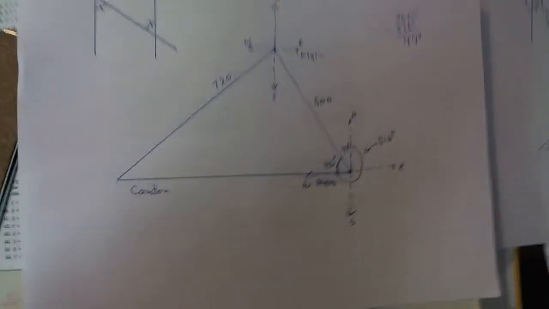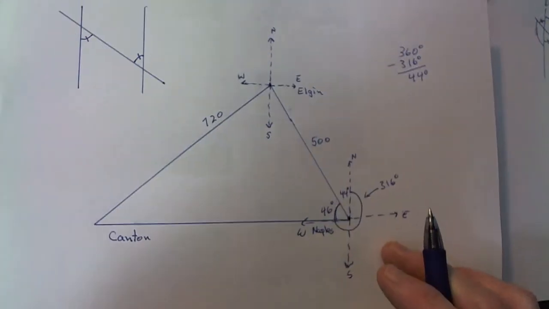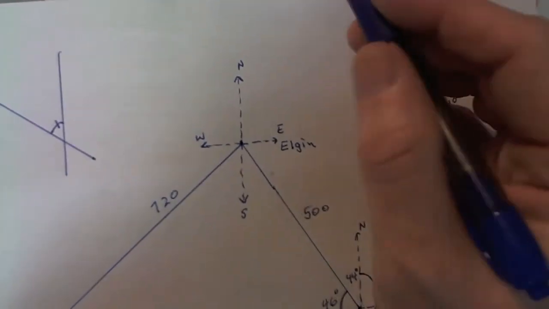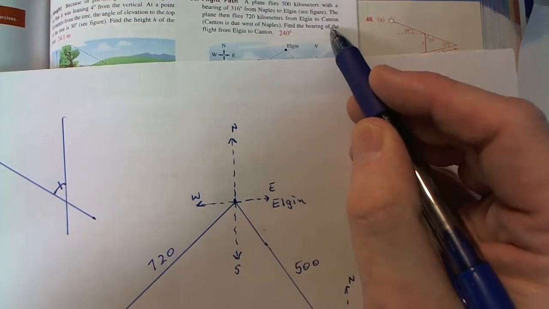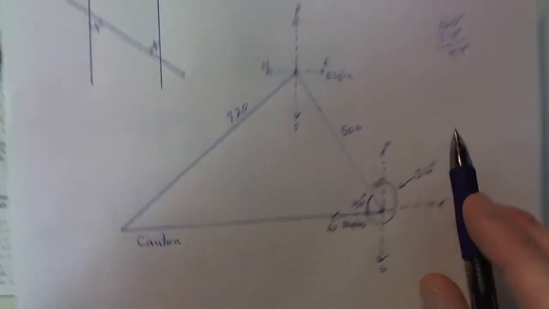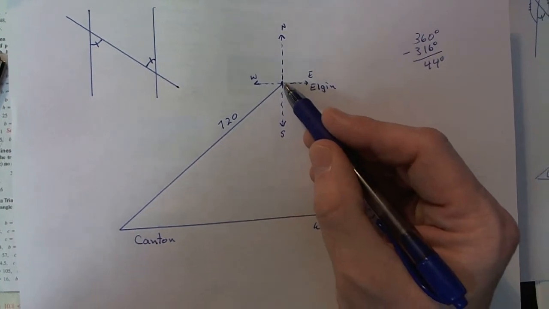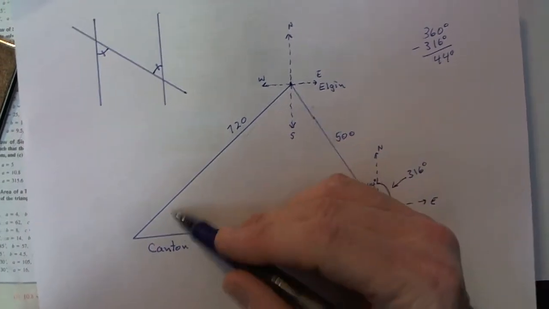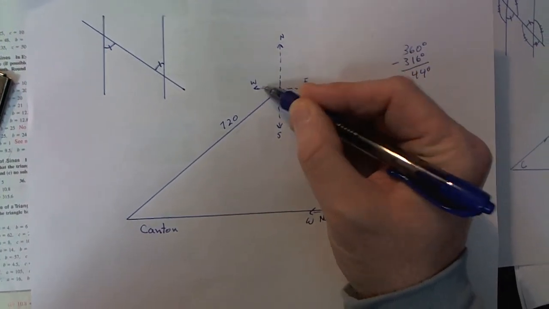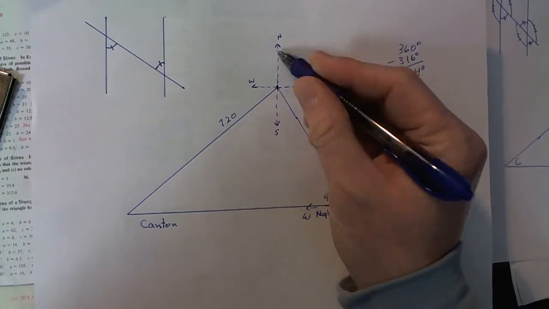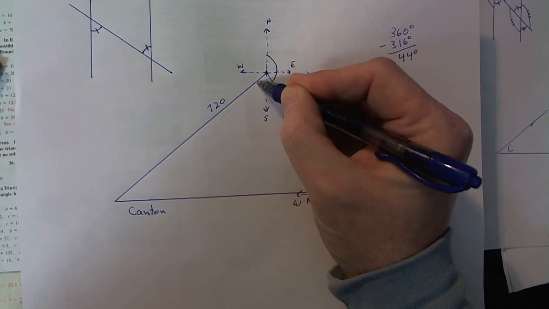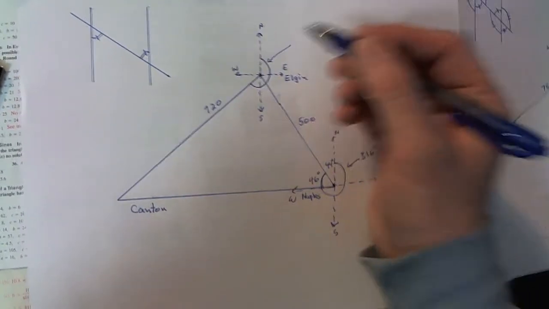Now, what they're asking for though, let's think about what they're asking for with this problem. They say they want to find the bearing of the flight from Elgin to Canton. So here's Elgin. They want the bearing from here to here. In other words, what I'm going to do is make a point right here at Elgin, make an X, and put that at the origin of this north, south, east, west, and start here at north. What they want is this angle right here. They want that angle.